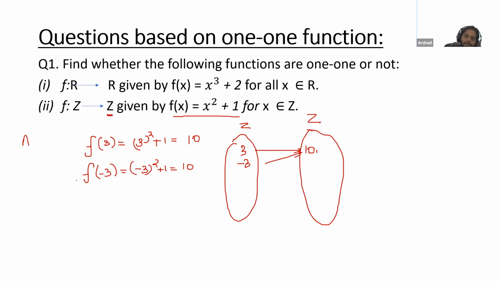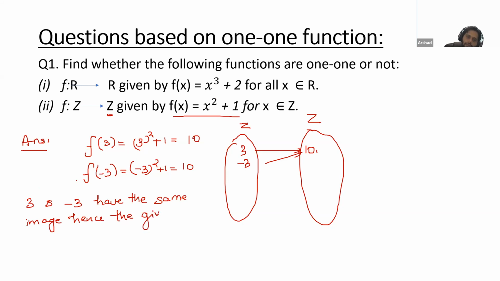So you can just write like this: 3 and -3 have the same image, hence the given function is not one-one.